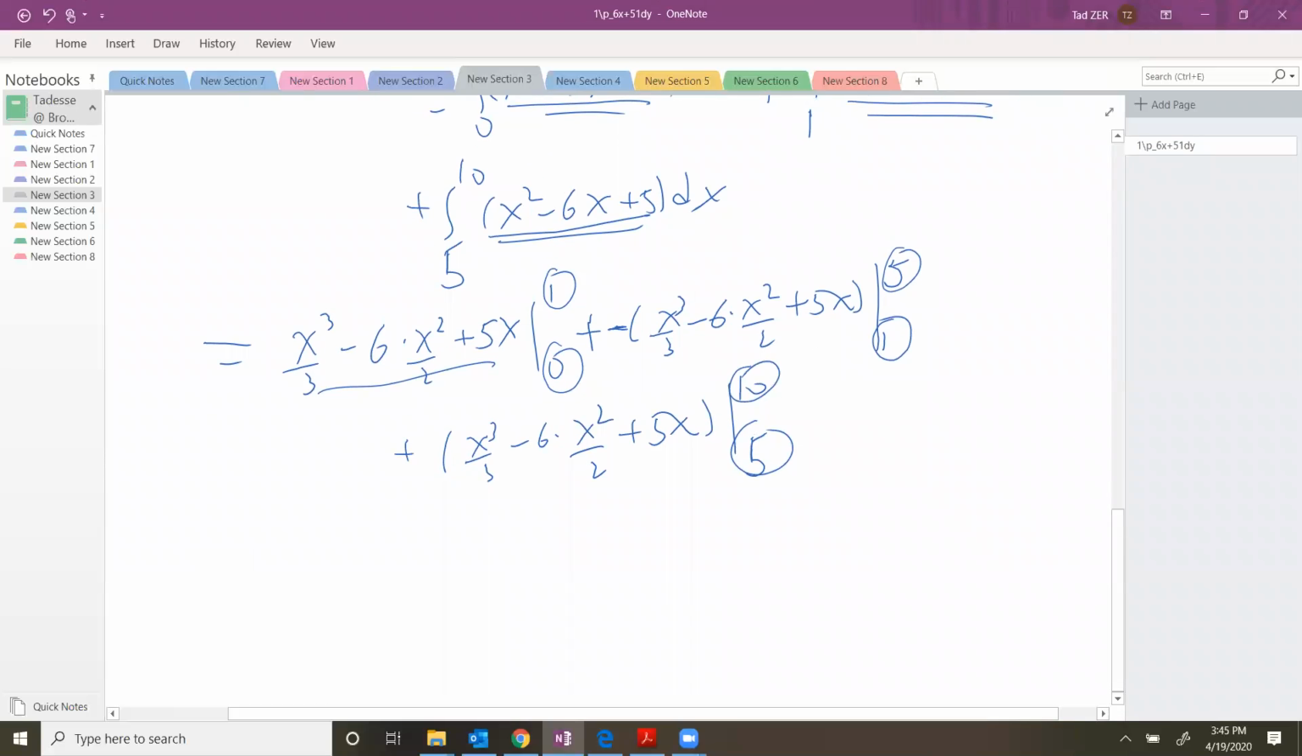So basically this is just evaluating. I don't think it's necessary, so just check your answer. You should come up with 314 over 3. That should be the definite integral. Okay, so let's go to the next example.